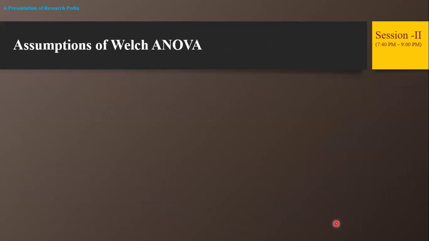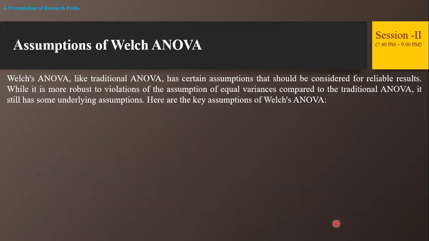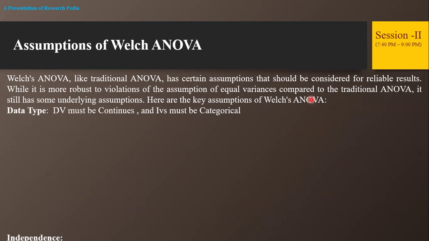So, what are the assumptions of Welch-ANOVA? Welch ANOVA, like traditional ANOVA, has certain assumptions that should be considered for reliable results. While it is more robust to violation of the assumption of equal variances compared to traditional ANOVA, it still has some underlying assumptions. Here are the key assumptions of Welch ANOVA. First is data type: the DV must be continuous and the IV must be categorical.